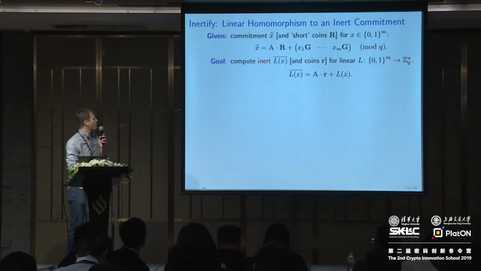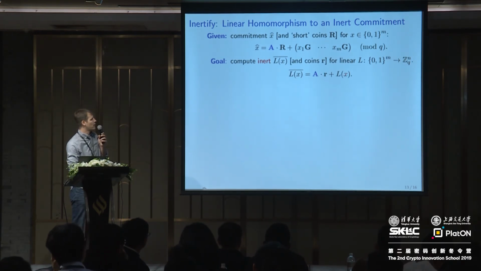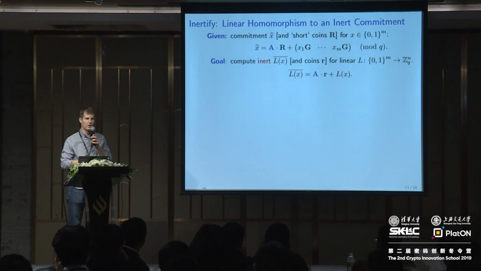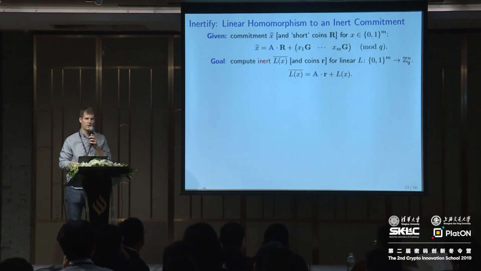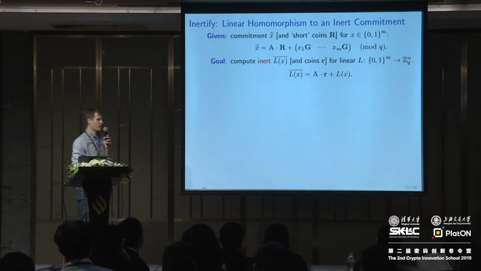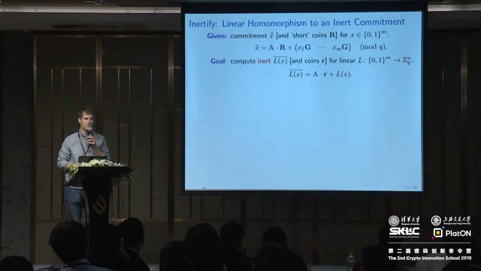The resulting inert commitment to L of x should have the form A times a short vector plus L of x. Importantly, there is no gadget here. This L of x is just a vector, and we have A times R plus that vector. So that's the form that we desire at the end. Let's see how to convert this part above to this part below.